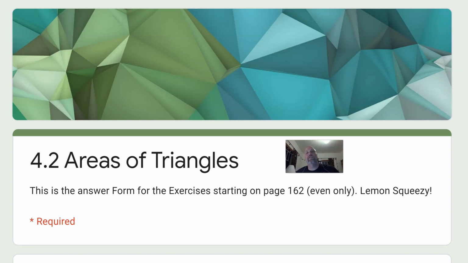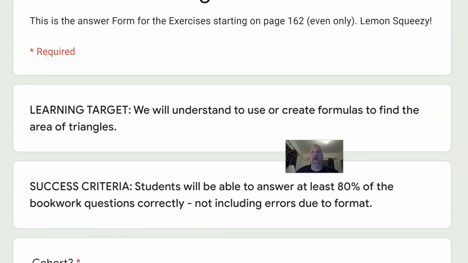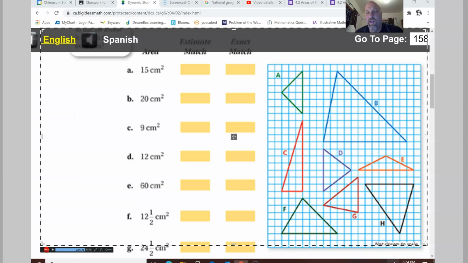So if you understood yesterday's lesson at all about finding the area of parallelograms, then today's going to be pretty easy. So let's just take a look. Our learning target's almost exactly the same, but instead of parallelograms, we're going to be finding the area formulas, either using or creating, depending on how you want to look at it, because this is an opportunity for discovery, for triangles. And we're going to say, again, 80% because I think if you multiply correctly, this is going to be pretty easy. It's fun to look at something that you've seen for so long in a brand new way.